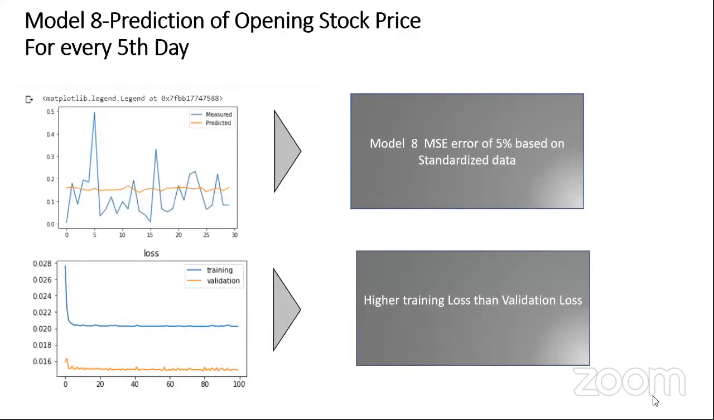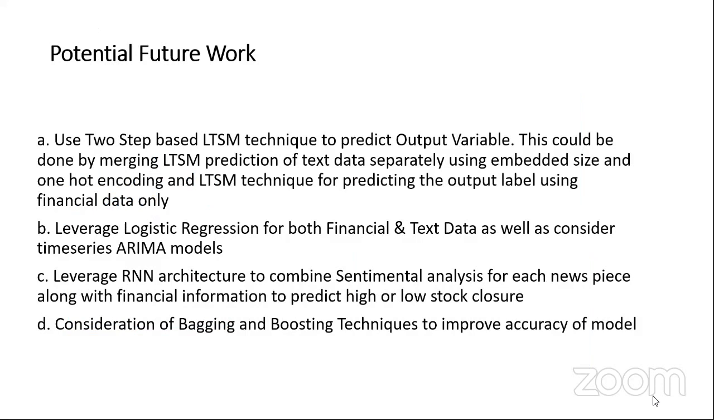So this is the slide on the prediction of opening stock price for the 5th day, and these are the training evaluation errors, and these were the predicted outcome and the measured outcome. So within the time frame and the constraints, we did the analysis, but a lot of potential things can come up and in some way create novelty.